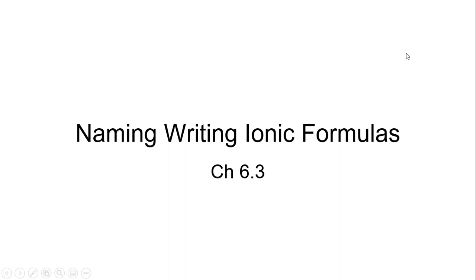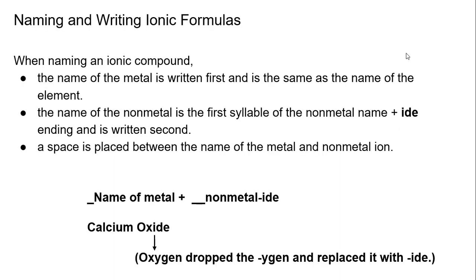Hi class, today we're going to be naming and writing ionic formulas. So naming and writing ionic formulas. When naming an ionic compound, the metal is always written first and is the same name as the element, so nothing changes with that. The name of the nonmetal is the first syllable of the nonmetal and then "ide."